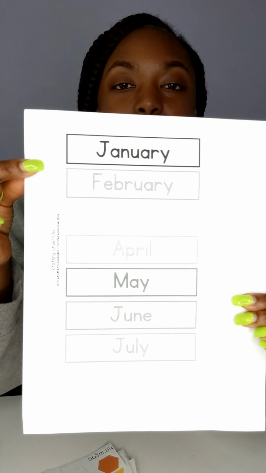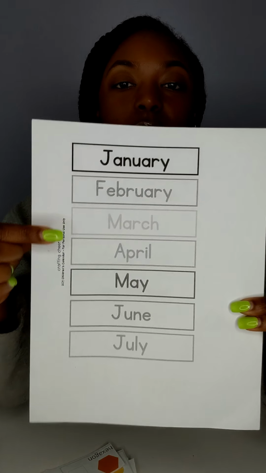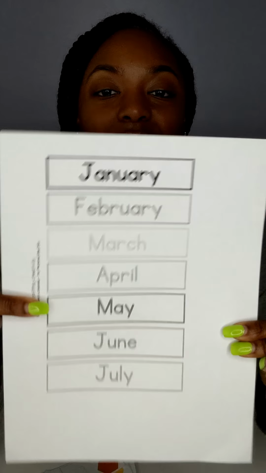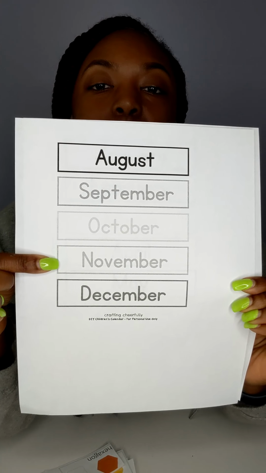Let's sing our Months of the Year song. January, February, March, April, May, June, July, August, September, October, November, December. Those are the months of the year.